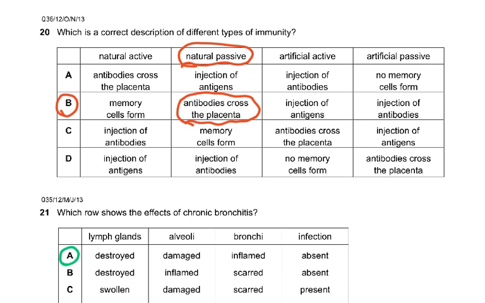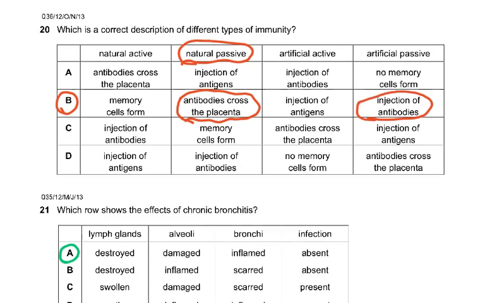Natural active, memory cells form. Artificial active, we inject the antigens like in the polio vaccine. Then artificial passive is the injection of tetanus, so you inject antibodies. Then question number 21.